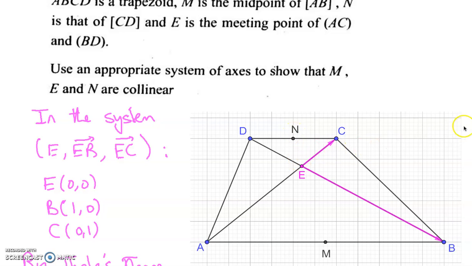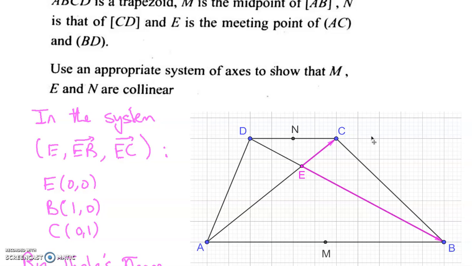Now, to show that M, E, and N are collinear using a system, we need to choose an appropriate system in such a way that we are able to find the coordinates of E, M, and N in that system. Notice, if I have the coordinates of A and B, I can find the coordinates of M because M is the midpoint of AB. And also, if I have the coordinates of D and C, I can find the coordinates of N, which is the midpoint of segment DC.